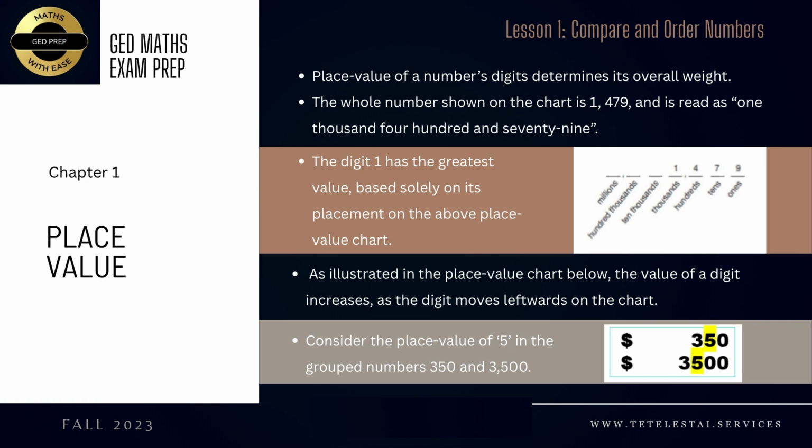So when you hear place value, don't get nervous. It's just a fancy term of saying what position is your number in, and how does that position determine the value of the grouped number as a whole. Okay, so as you can see, when a 0 is added to 350, the digit 5 moves from the tens place over to the hundreds place.